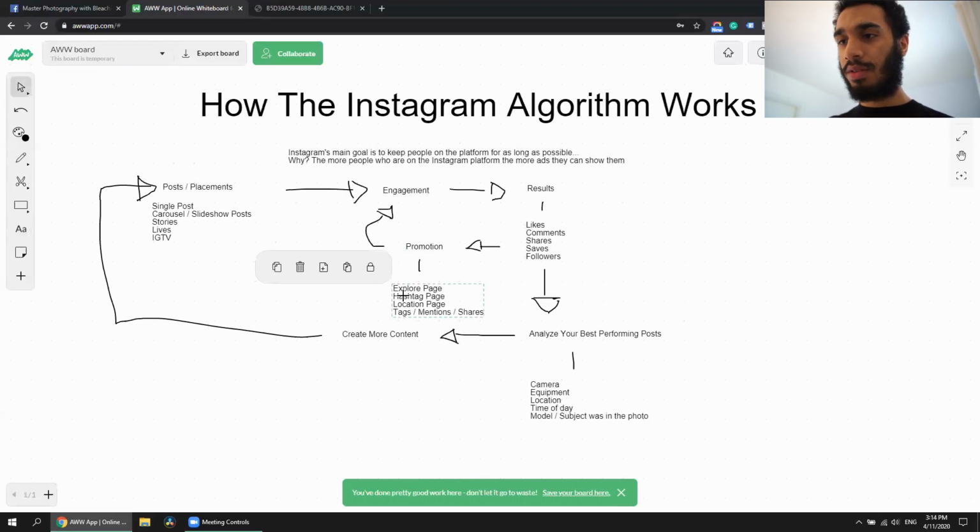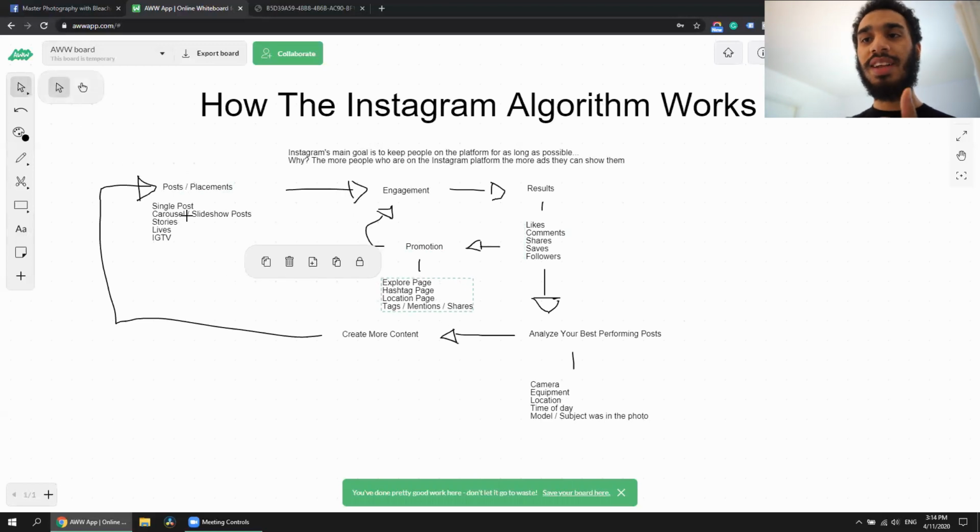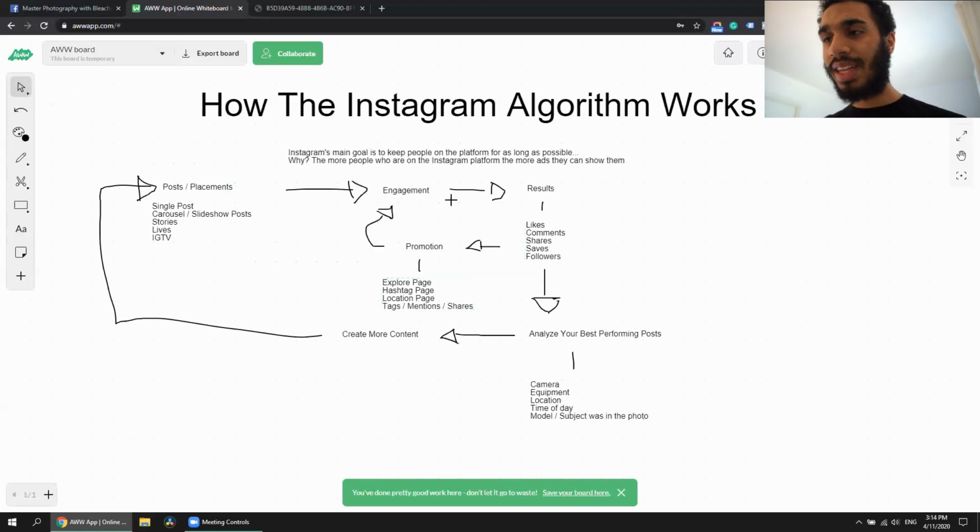So here we go. So now what happens is we have our post. So we did a single post, a slideshow, we did story, we did live, IGTV. We get more engagement. Once we get a lot of engagement, we get certain results. So it's either likes, comments, shares, saves, followers, and I'm going to show you some really crazy stuff here in just a second. So once you get likes, comments, shares, and followers, it's going to promote you even more so that it could get more engagement.